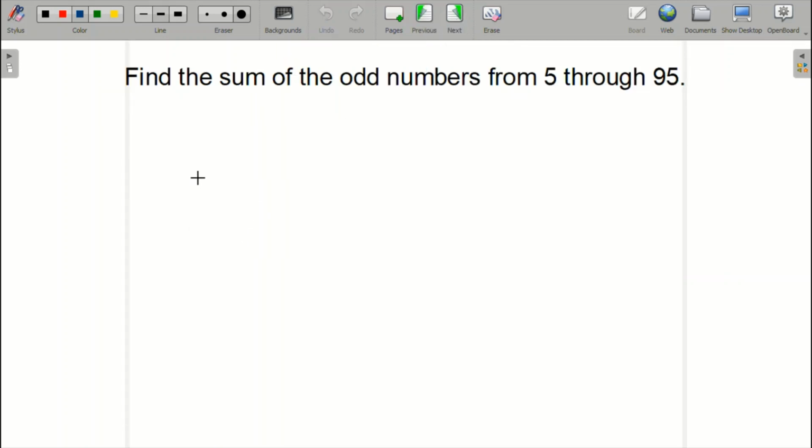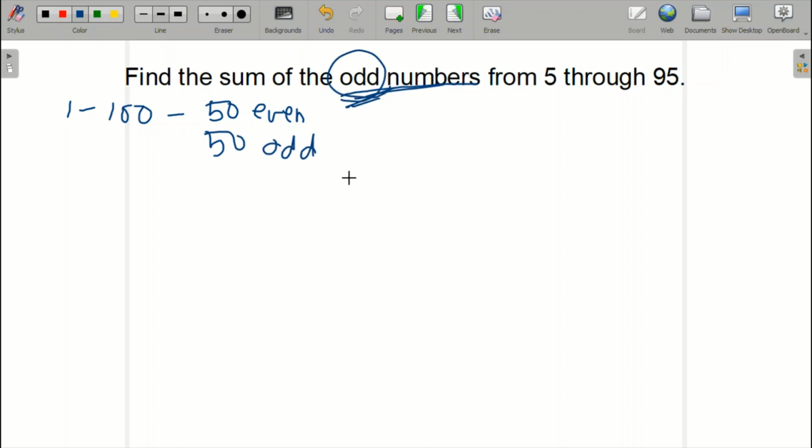Next, find the sum of the odd numbers from 5 through 95. Here we're talking about odd numbers, so we're going to get the pairs of numbers in odd numbers, not counting numbers. From 1 to 100, there are 50 even and 50 odd, right? And we're talking about odd numbers here. It starts from 5 and the last is 95.